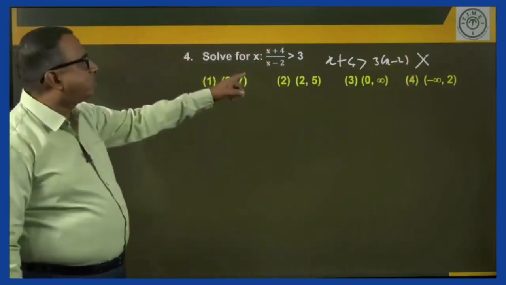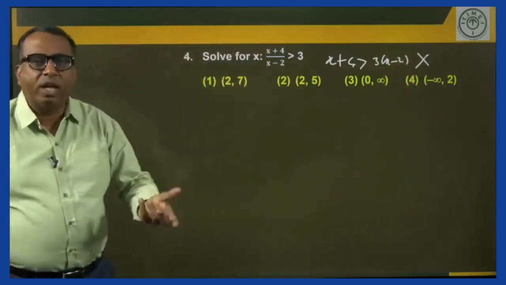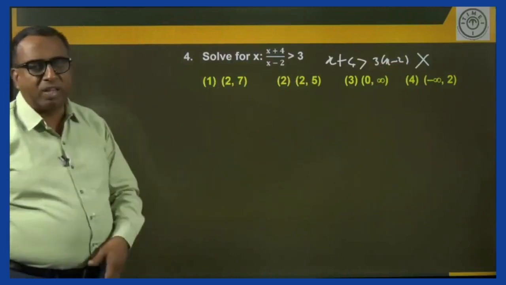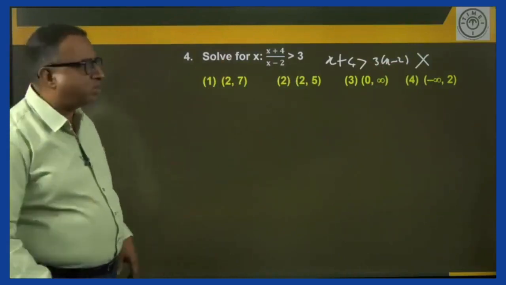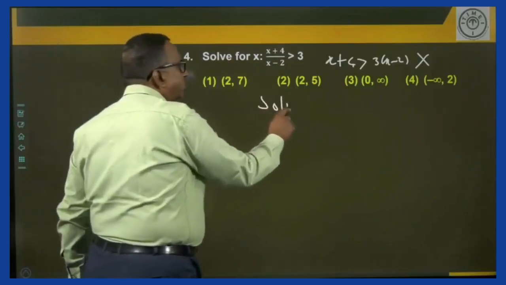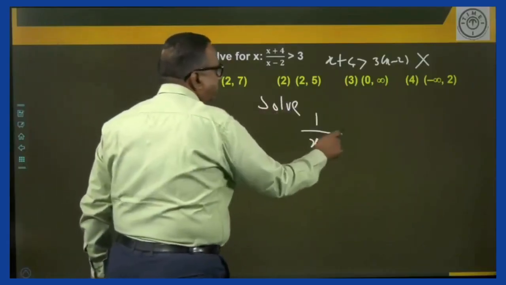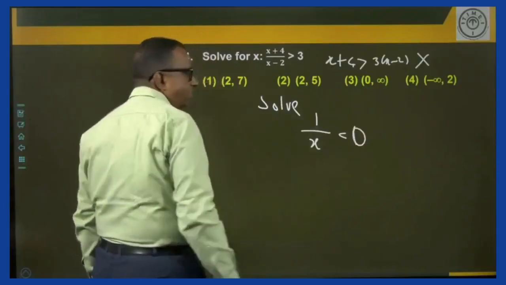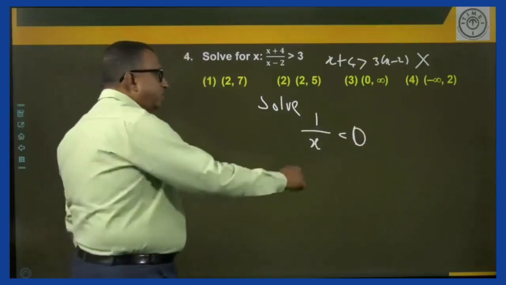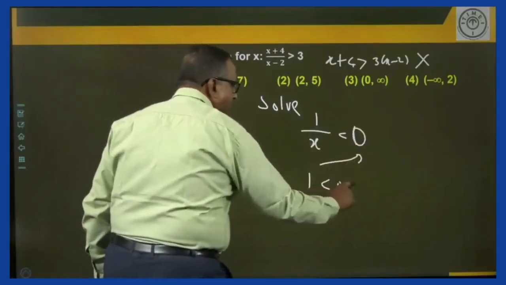You cannot take this to the right side because we don't know whether x minus 2 is positive or negative. నేను ఒక mistake చూపిస్తాను. Suppose I ask you to solve 1 by x less than 0. ఇప్పుడు ఈ x అటు తీసుకెళ్తే ఏమవుతుంది? 1 less than 0 అవుతుంది. This is wrong.